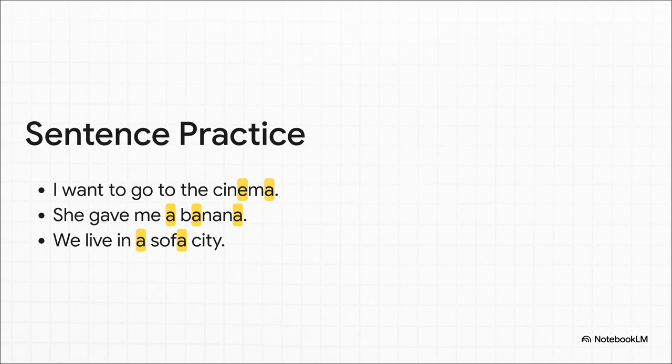Okay, your turn. Let's try saying these sentences out loud. The goal is to make those schwa sounds super light and fast. Ready? I want to go to the cinema. Good. Next one. She gave me a banana. Last one. We live in a sofa city. Getting that rhythm down is everything.